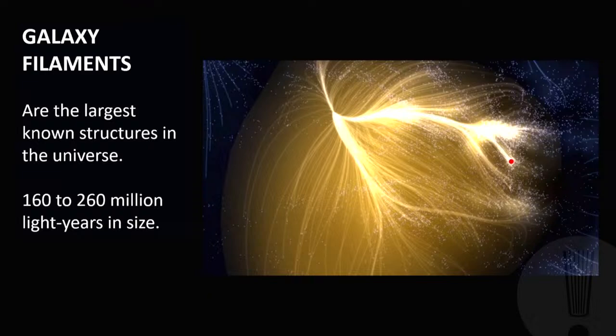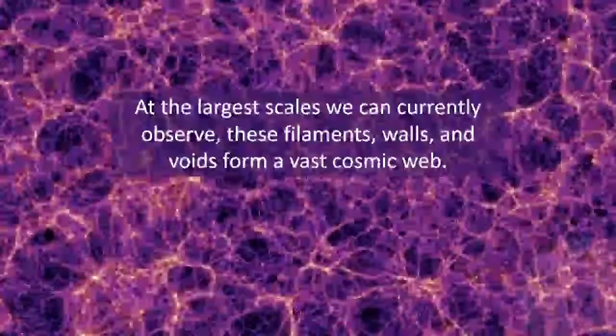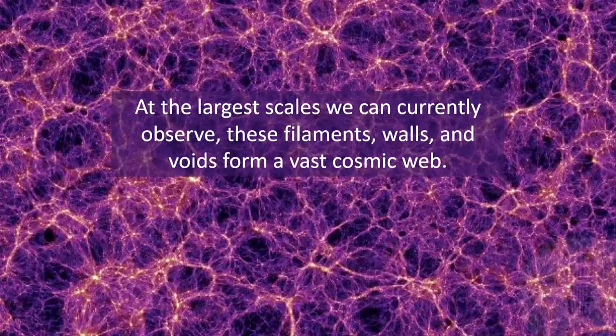Well, galactic filaments are surrounded by voids that contain very little matter. Voids are 30 to 300 million light years across. So we've labeled the ones that are around our supercluster, like the Bootes void and Capricornus void, and the Canis Major void. A lot of times they are named by which direction you're looking in the sky and what constellation is in that direction. But at the largest scales we can currently observe, these filaments, walls, and voids form this vast cosmic web.